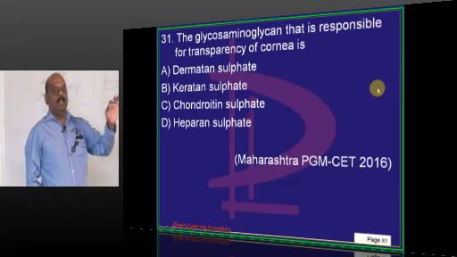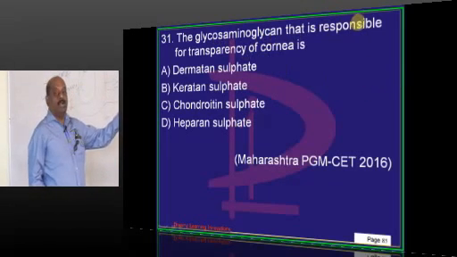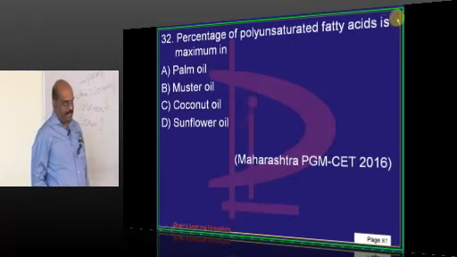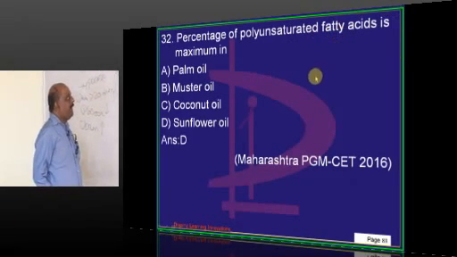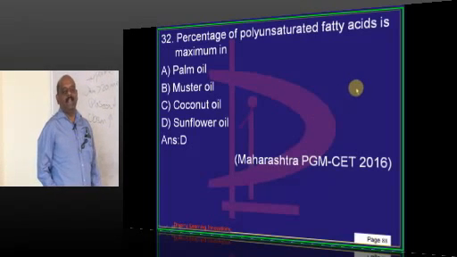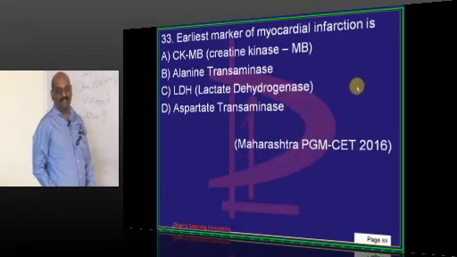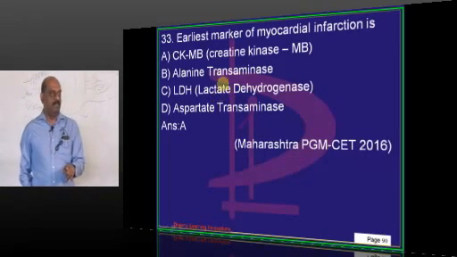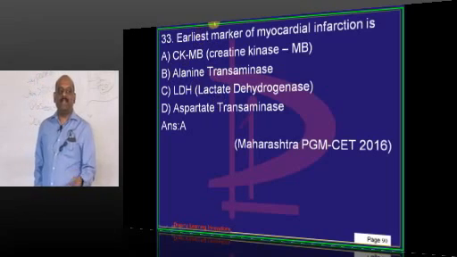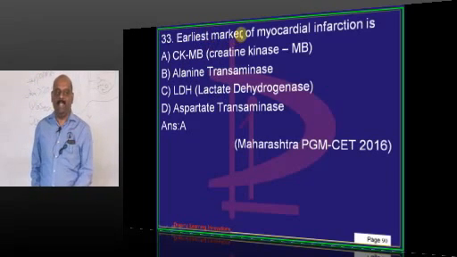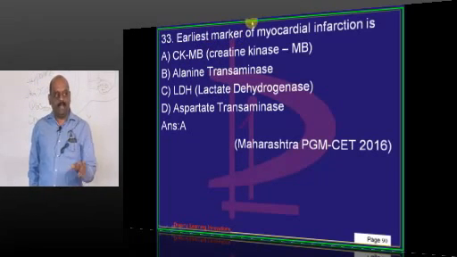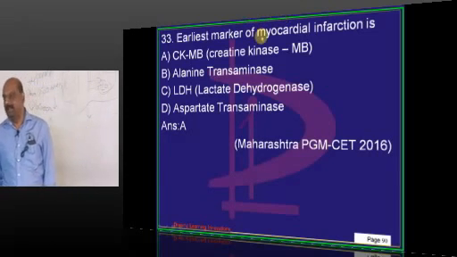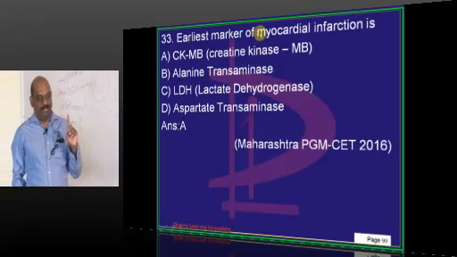The glycosaminoglycan for the transparency of the cornea is keratan sulfate. PUFA is maximum in sunflower oil, even grandma knows this fact. Then the earliest marker of MI is what? CKMB. To know the reinfarction status, what is the best marker? CKMB. What is the specific marker? Troponin. Early marker? Troponin. So these are all about MI.